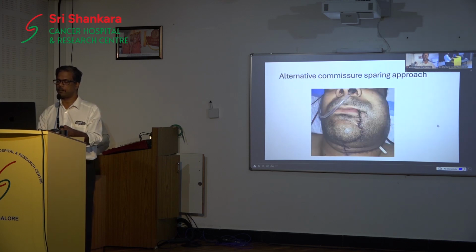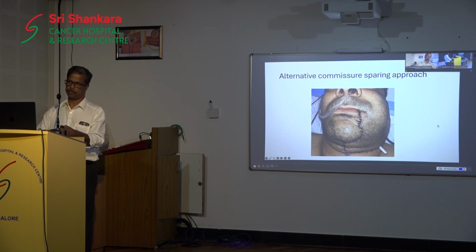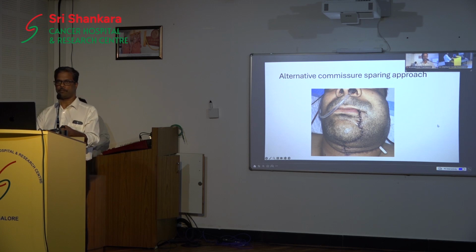Another design, there's a lot of thought process because we have not found the best way of doing it. Another design we were thinking of is a commissure sparing lateral approach. Here it's not exactly at the commissure, but a little anterior, about 1 centimeter anterior. The commissure is left intact, and then again it comes down, around the chin and to the neck. We are not sure whether this is the right way to go, but these are the thoughts.